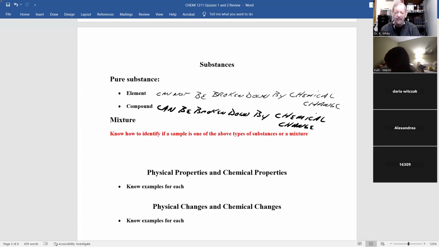I can dissolve salt, sodium chloride, in water. If I evaporate all the water, I get back the sodium chloride. And we used to do an experiment like that, but with potassium chloride, in the lab in 1211.